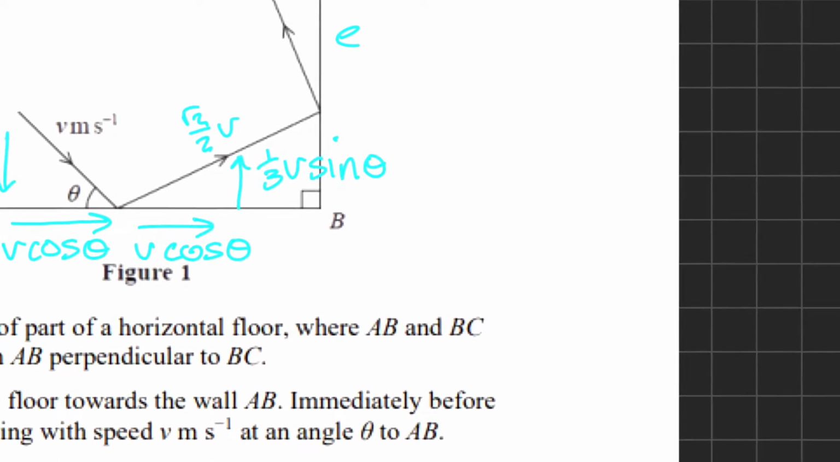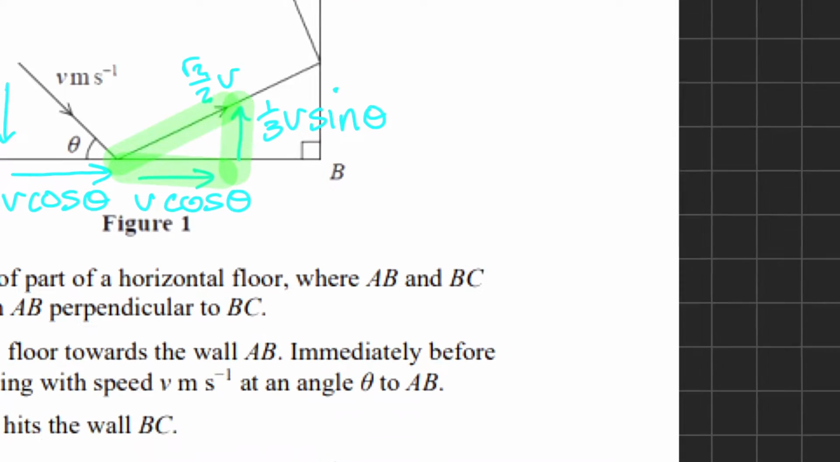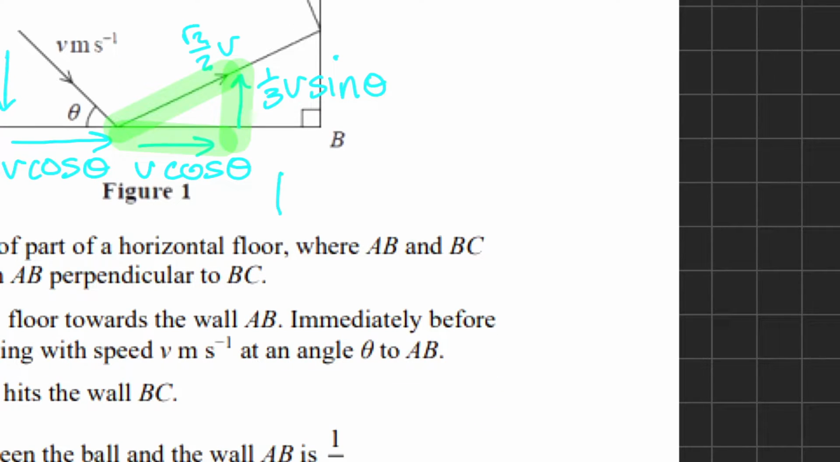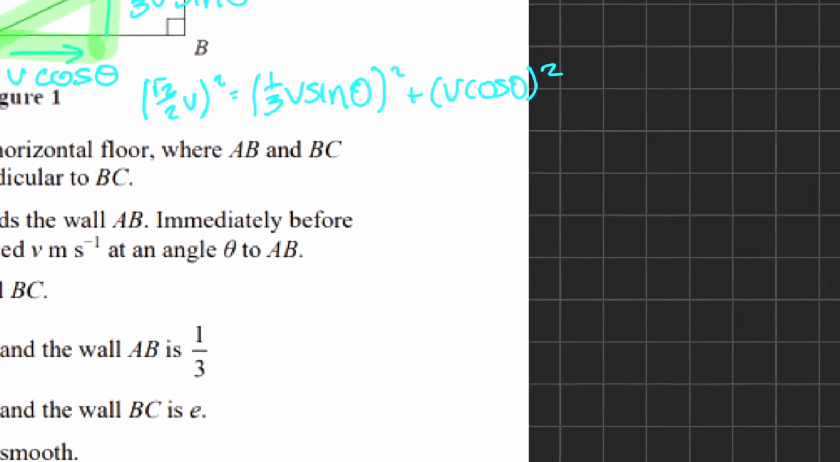Now, if we look at this triangle here, we know that the hypotenuse is root 2 over 2 v, the adjacent is v cos theta, and the opposite is a third v sine theta. So we can use trigonometry to say that root 2 over 2 v squared equals a third v sine theta squared plus v cos theta squared, like so.